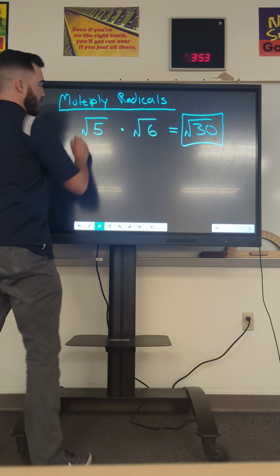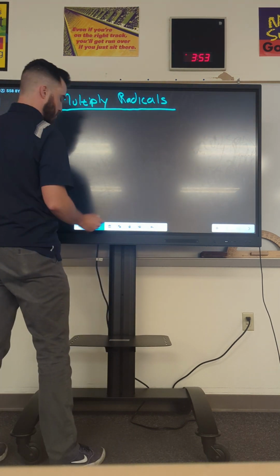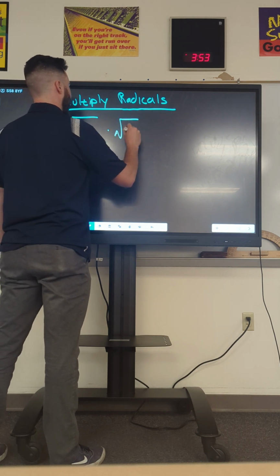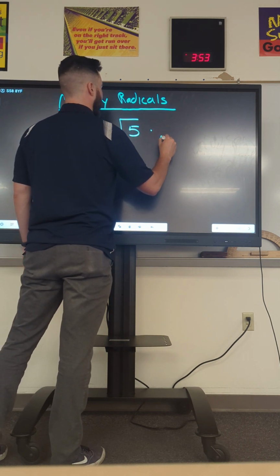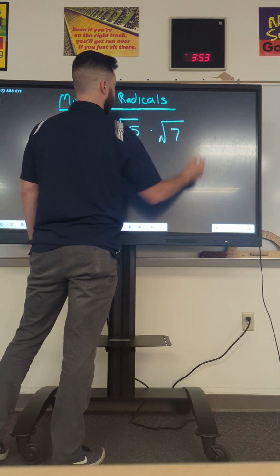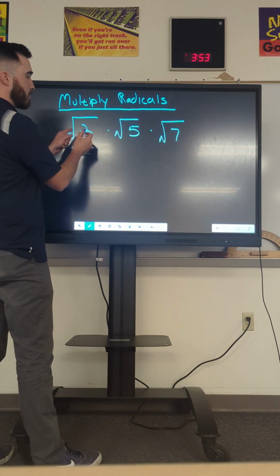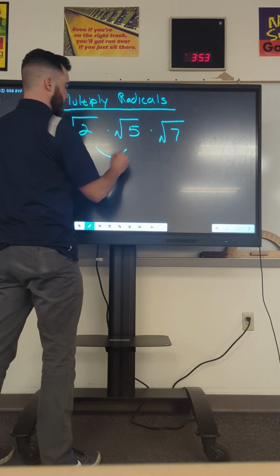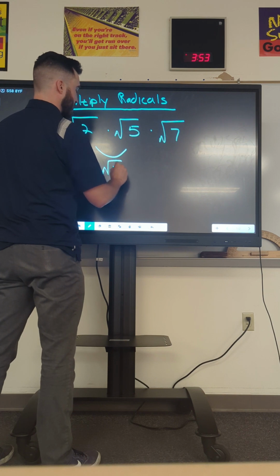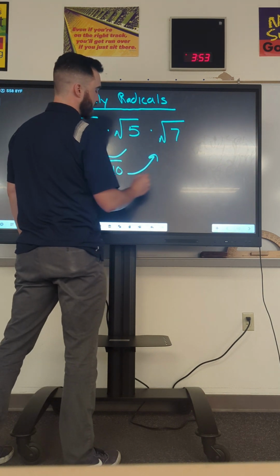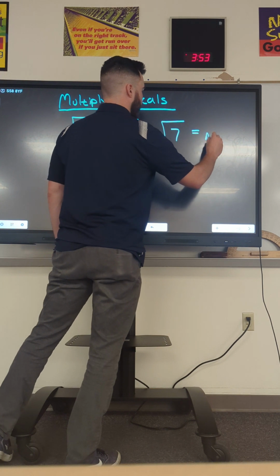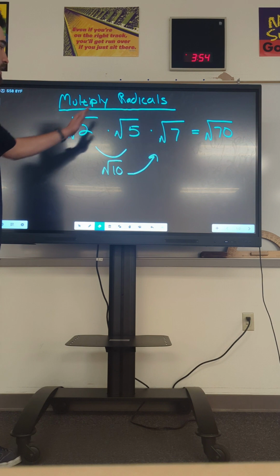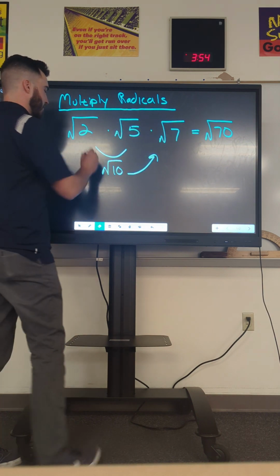You may see a problem that has 3 radicals. So something like radical 2, radical 5, and radical 7, just for fun. In this case, you're going to multiply 2 times 5 to get radical 10. Multiply those together, we get 10. And then 10 times 7 is going to give me the radical 70. So 2 times 5 is 10. 10 times 7 is 70.